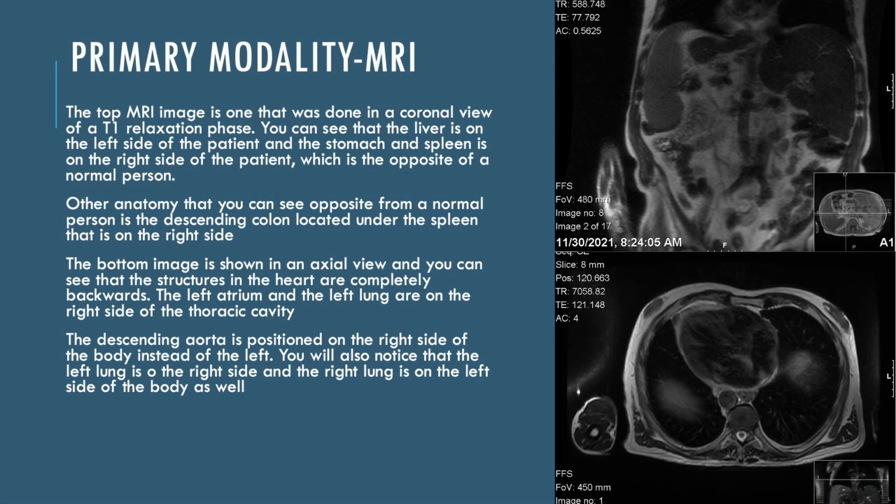Okay, so these are some images from an MRI. The top MRI image is in a coronal view. It was done in a T1 relaxation phase. You can see that the liver and gallbladder are on the left side of this patient, and the spleen and descending colon are on the right side of the patient.